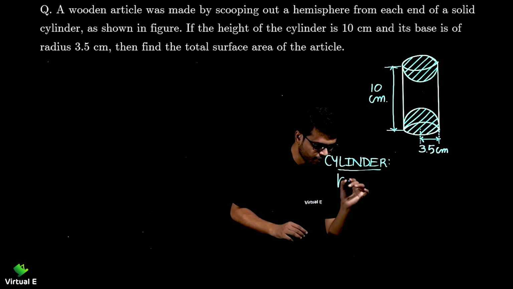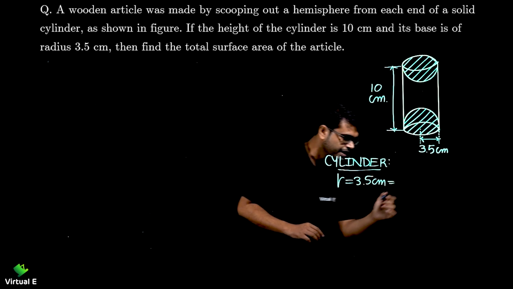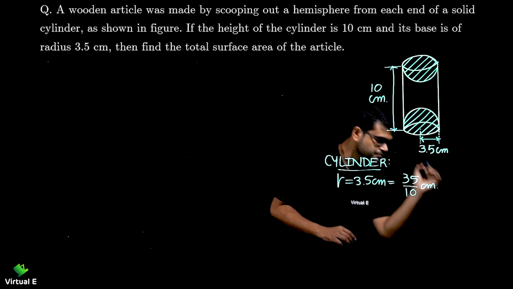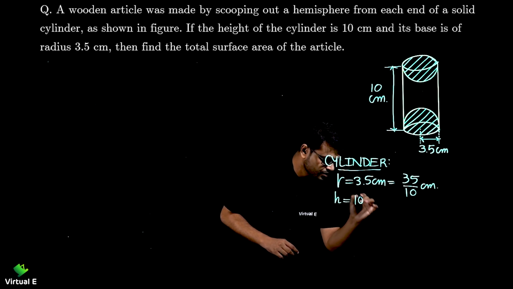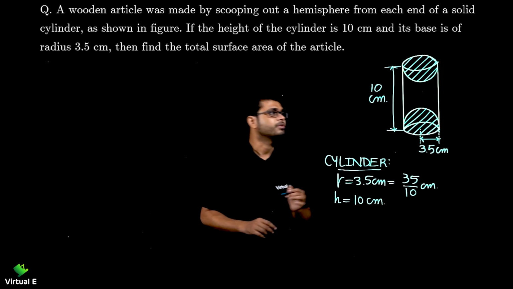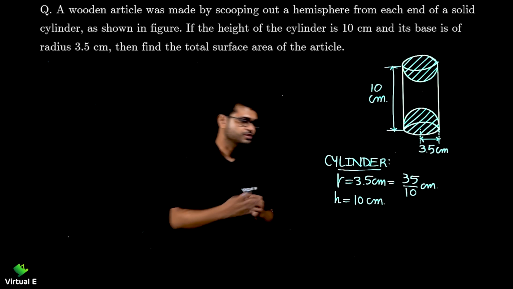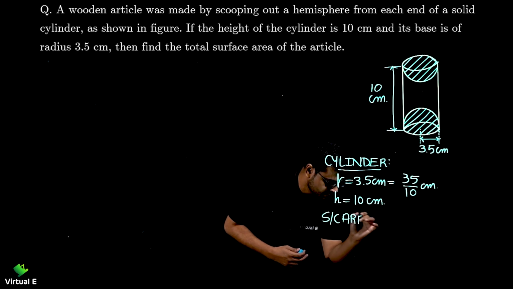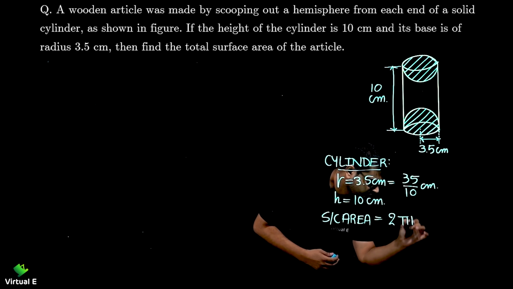Radius is given, 3.5 centimeter. Let's convert into fractions: 35 over 10 centimeter. What about the height? It is given, 10 centimeter. So h is equal to 10 centimeter. Then, as we know, we need to find the curved surface area. So let's start. Surface area is equal to 2 pi r h.